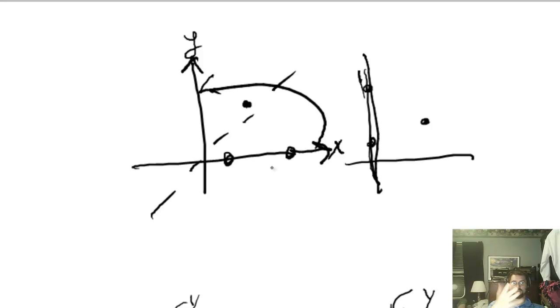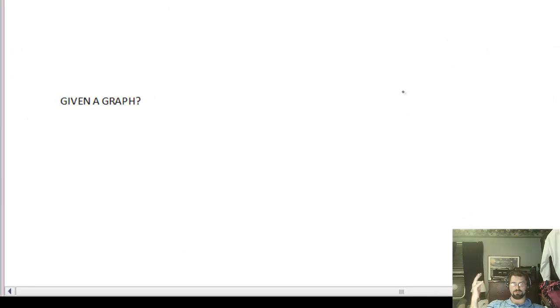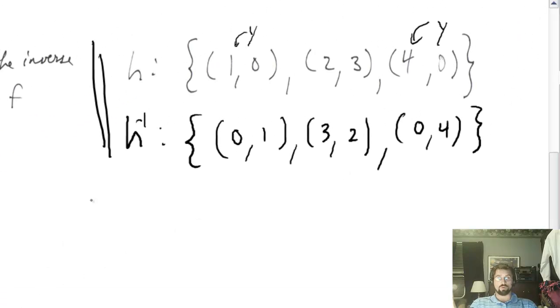We're like reflecting it over, okay? And if we do that, what didn't pass the horizontal line test before will not pass the vertical line test after. Let me give you another example. What if I give you a graph and you're asked to find the inverse? Well, firstly, we already saw that that graph had better be 1-to-1.